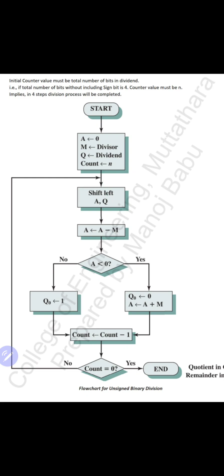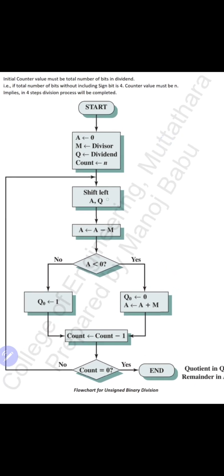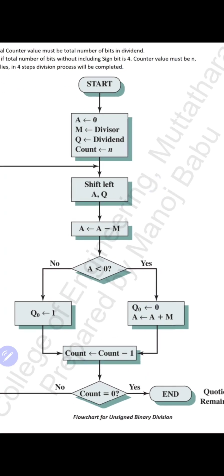After that, a shift left operation should be done. A 1-bit left shift will be done across the A and Q registers. After left shifting, do the operation A minus M, then save the result in A. Then look at the status of A. If A is less than 0, that means A is negative, so the MSB of A will be 1. Put Q0 equal to 0 and restore the value, that is A equal to A plus M.